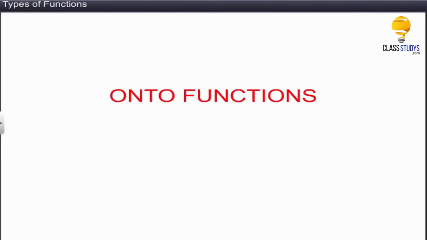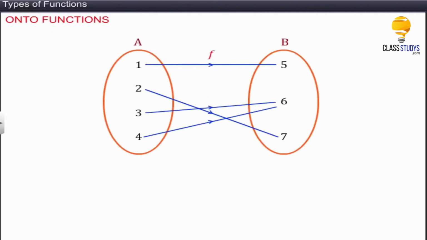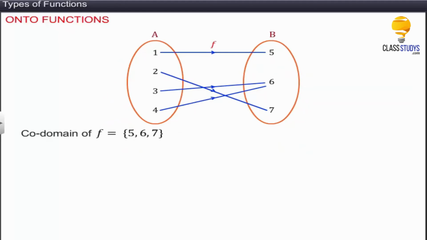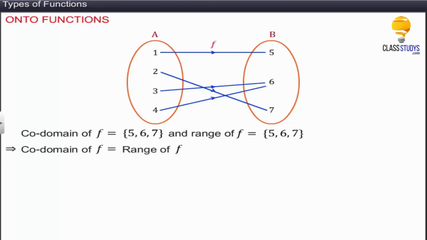Let's now discuss the onto function. Let's begin by considering a function f from A to B, which is shown here. From our previous knowledge, we can find the codomain and domain of the function. The codomain of function f is set B, with the elements 5, 6 and 7, and the range of the function is also the same set. It implies that the range of the function is equal to the codomain of the function. Such functions are known as onto functions.